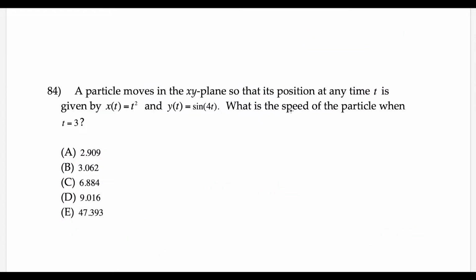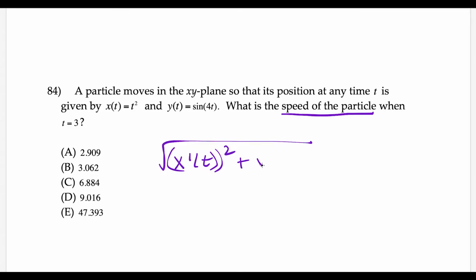For this question here, we want to find the speed of the particle, and we have these parametric equations. So you have to know formulas for the AP test. We have to know this one here. We have the square root of x prime of t squared plus y prime of t squared. So we're taking the x velocity squared plus the y velocity squared under the square root. And then we're going to plug in t equals 3. So this is the formula in general, but once we have a formula, we're going to plug in t equals 3, and then this is going to be our answer to the question.